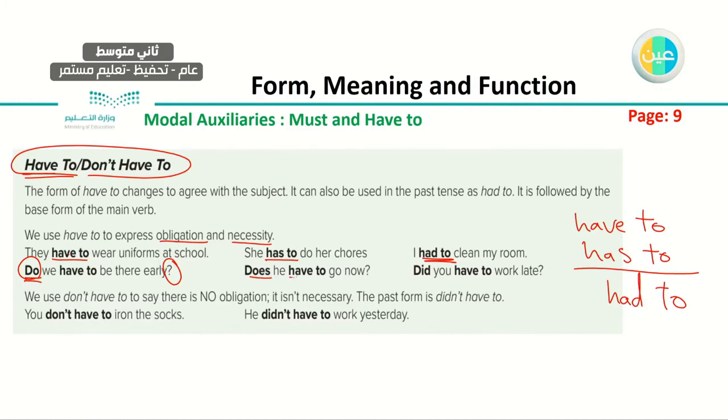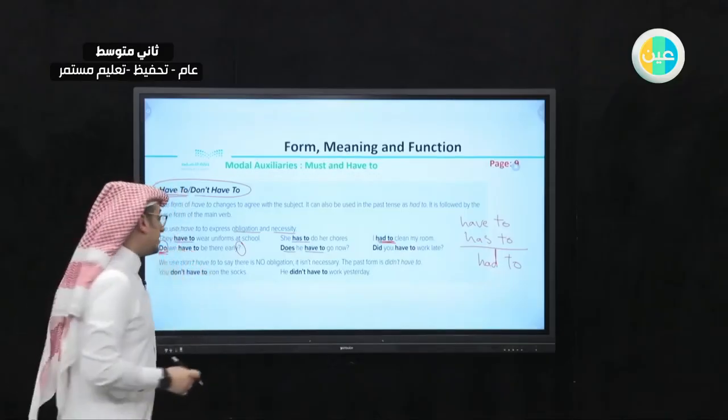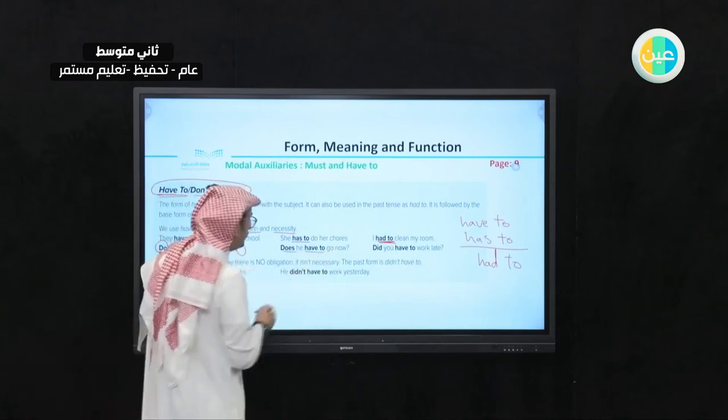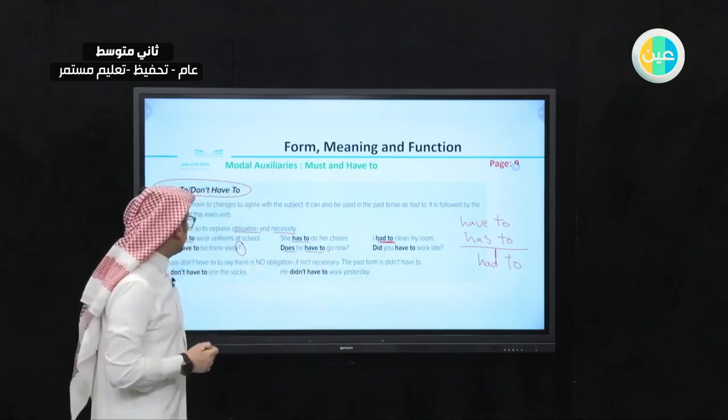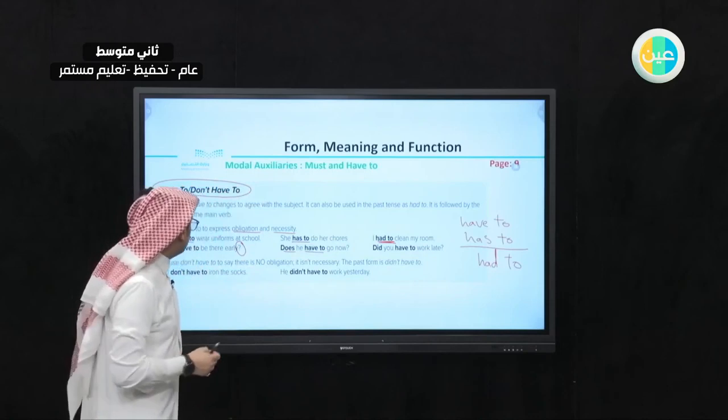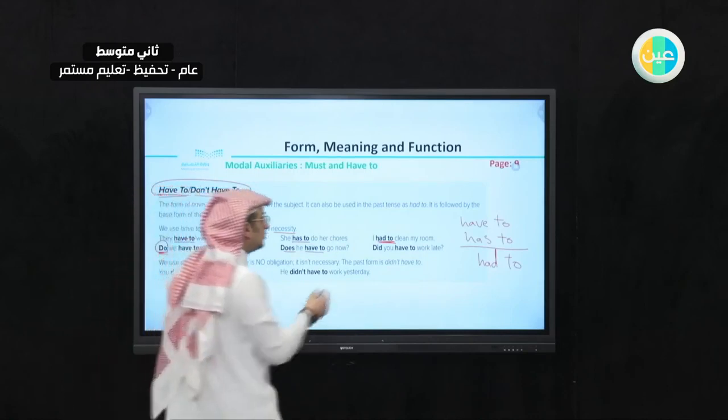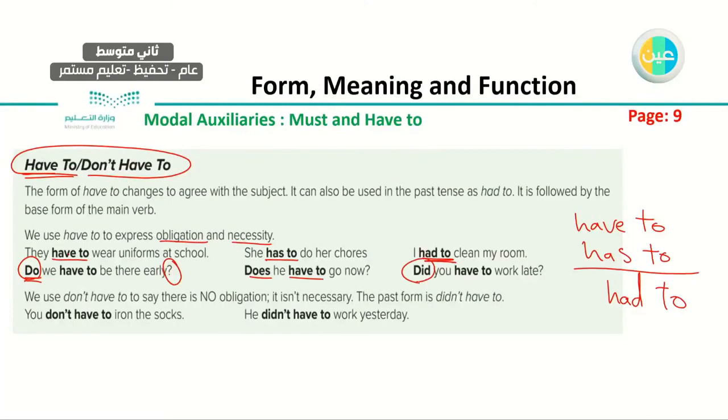Okay, the verb has to go back to the base form in the question. I have to write it in the base form. Does he have to go now? Okay, that's the question in the third person singular. In the past, you will use auxiliary did. Good. Did you have to work late? No, had to in the question. Have to. The verb will be in the base form.